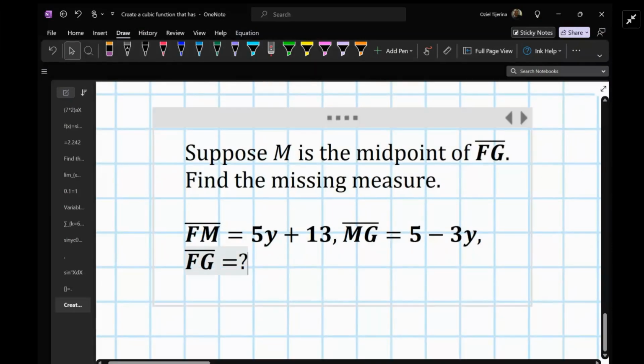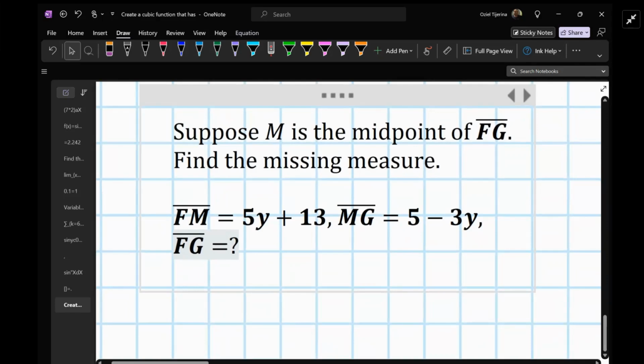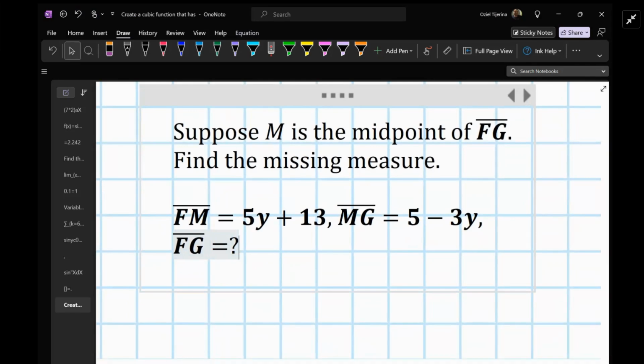Okay, so hi there. We have this problem, and it says suppose M is the midpoint of FG, find the missing measure. So line segment FM is equal to 5y plus 13. Line segment MG is equal to 5 minus 3y, and we want to know what is FG.